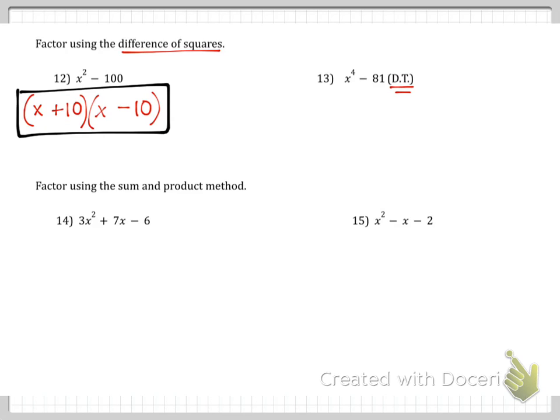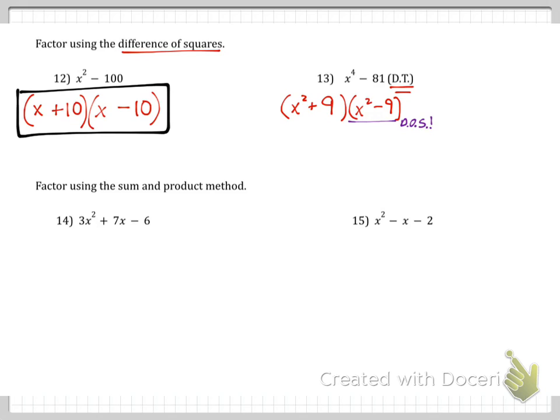Here, if you see DT, that stands for double trouble, which means we're going to use difference of squares, and we have to look out. There might be another opportunity for us to use difference of squares. So, let's do the two sets of parentheses, a plus and a minus. The square root of x to the fourth is x squared. I know that because x squared times x squared gives you x to the fourth. And the square root of 81 is 9.